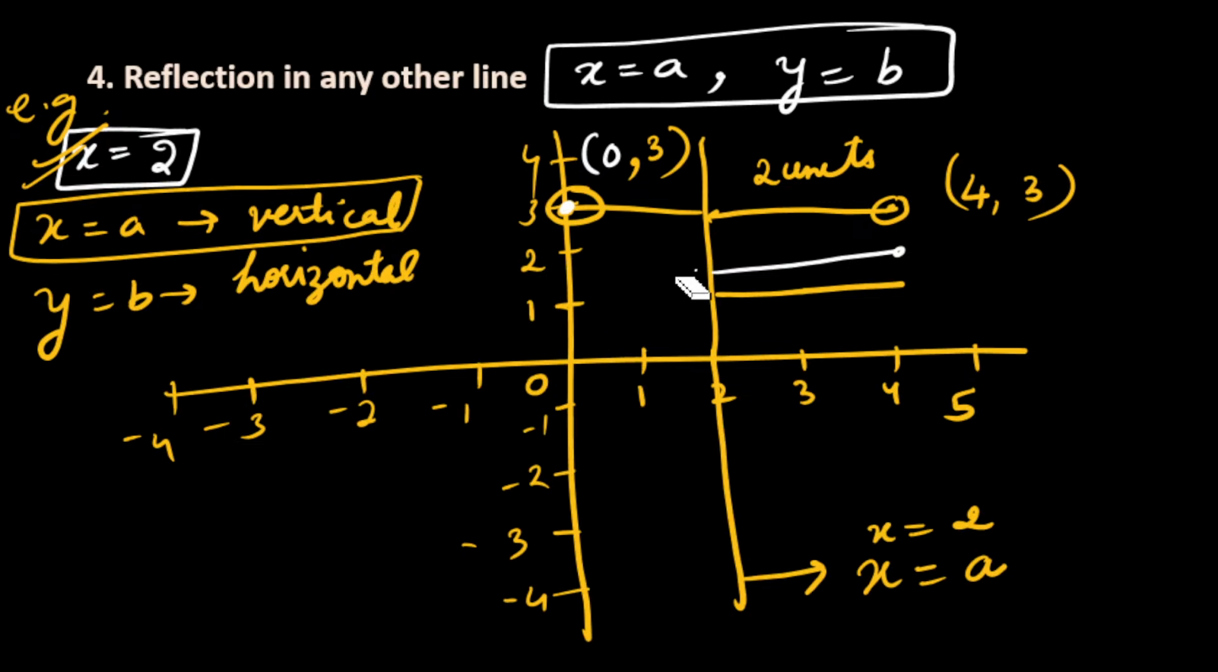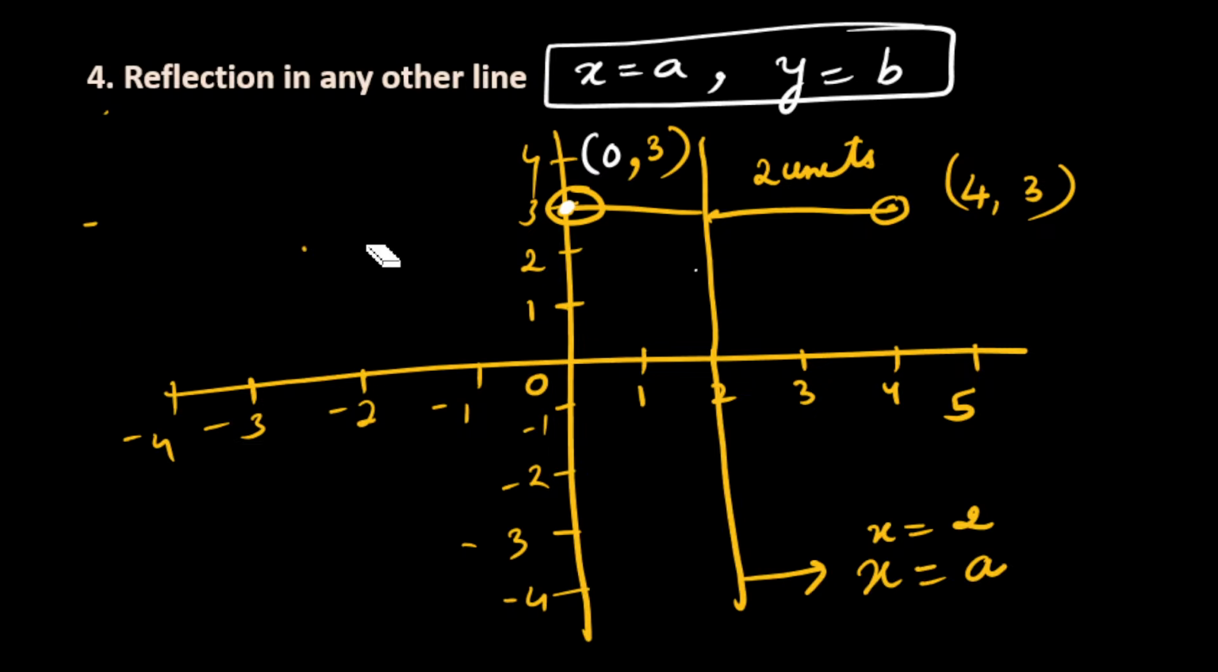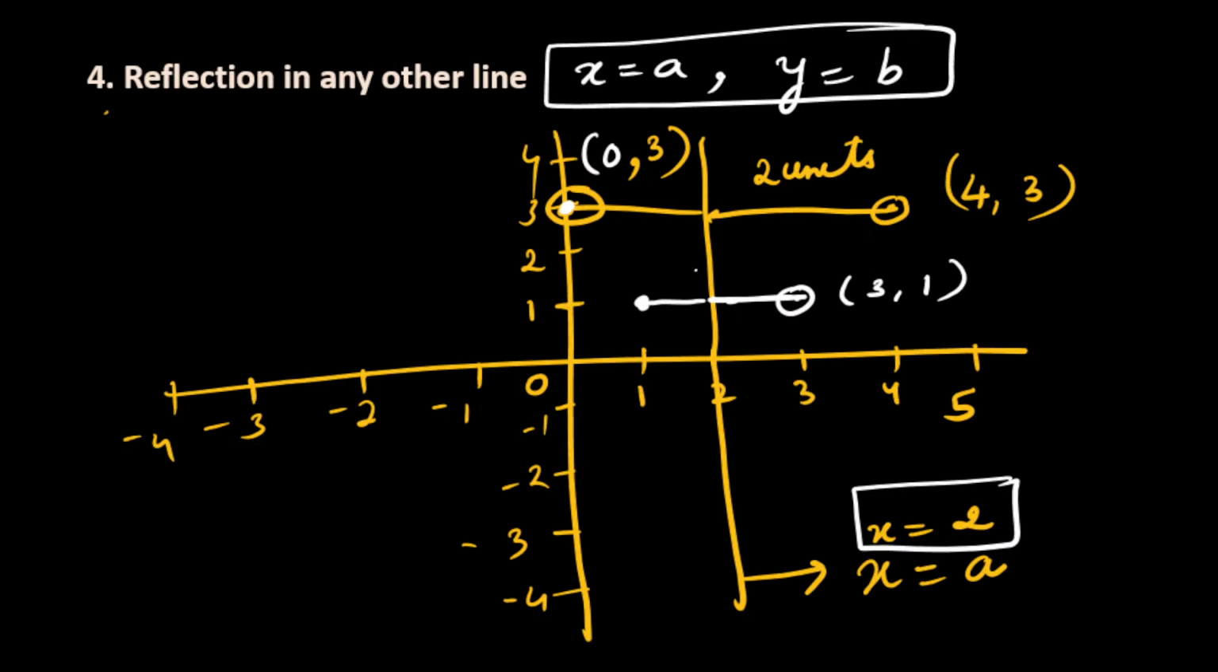We can do the reflection of some other point also from this line, and you will understand it in a better way. One more example. Suppose I have this point, 3 comma 1. I have to reflect this point in the line x is equal to 2. From this line I have to see the distance. It is 1 unit, so on the other side I have to mark 1 unit. So it is 1 comma 1.